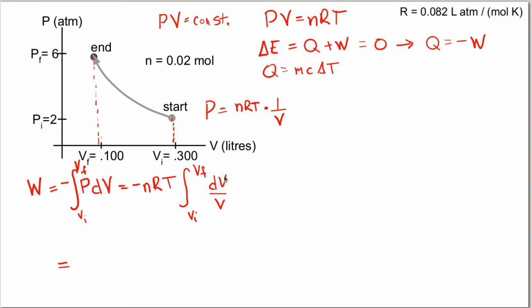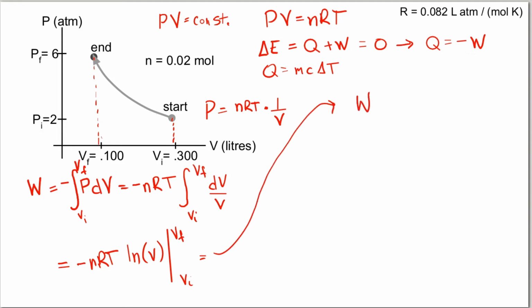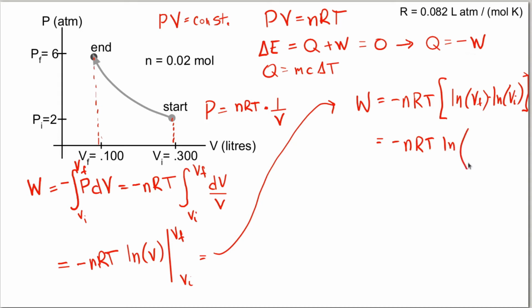So the integral of 1 over x as an indefinite integral is the natural log of absolute x. So I know that this is going to be minus nRT times the natural log of volume evaluated from V initial to V final, which I know also, let's come up here where we have a bit more space. This work is equal to minus nRT times natural log of V final minus natural log of V initial. And now we can use our log laws to simplify that. So this is equal to nRT times the natural log of this ratio, V final over V initial, since I know that the difference of logs is equal to the log of the ratio.